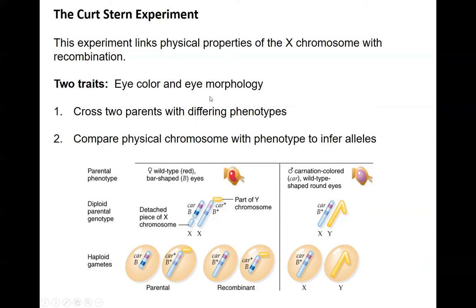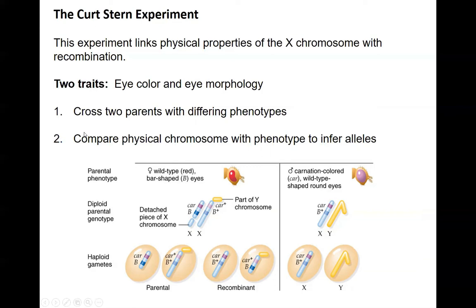and eye morphology. We're going to be looking at the bar eye, which we've actually talked about before. So eye color, eye shape. Again, just like usual, we're going to cross the two parents with differing phenotypes. You can see why we do a lot of this work in flies, where nobody's going to get all upset if we start breeding them to their brothers and then breeding them yet again. Nobody's going to care, but we're going to cross these two parents.